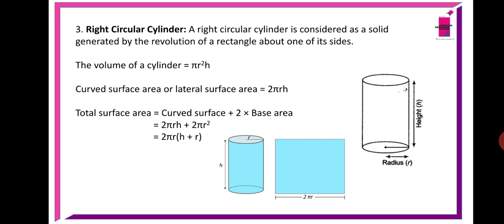And the total surface area will be curved surface area plus 2 into base area, because the cylinder has 2 circular bases. So the area of the 2 circles is 2 pi r square. Simply, the total surface area can be written as 2 pi r into (h plus r). And the volume of a cylinder is pi r square h.